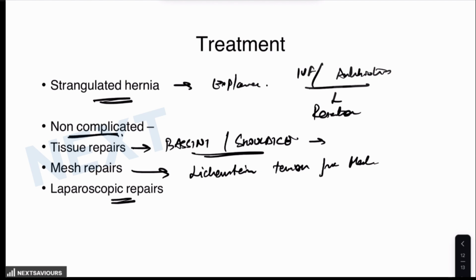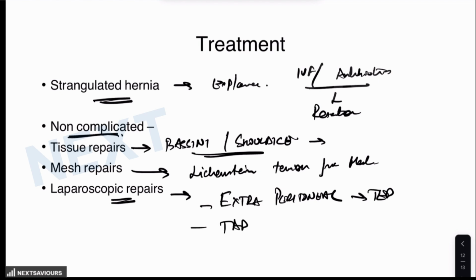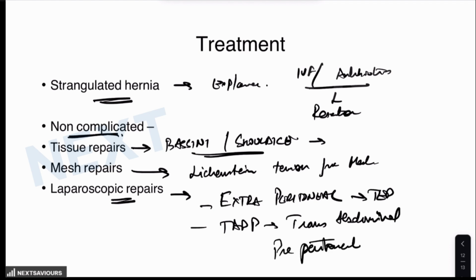Now, with the advent of laparoscopy, laparoscopic repairs are commonly being performed for these hernias, and commonly used techniques are extraperitoneal, and this is termed as TEP, that is totally extraperitoneal, and the other one is TAPP, that is transabdominal pre-peritoneal approach. So, friends, I hope this is all clear regarding the inguinal hernia.